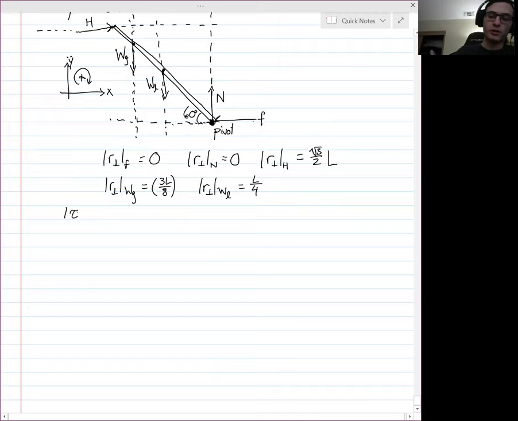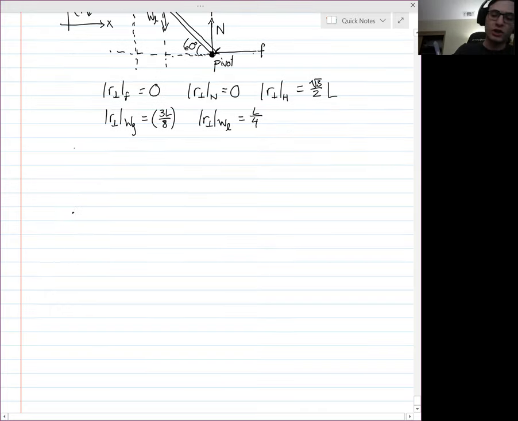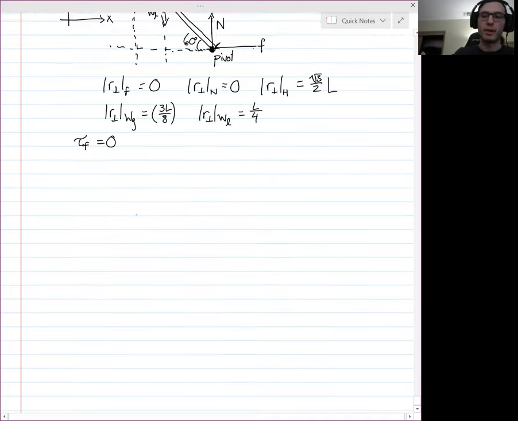So the torque for the friction force, I'm actually going to do steps 6 and 7 together. I'm going to determine the magnitude and the direction. So the torque for the friction force is 0 because the moment arm has length 0, so it doesn't matter what the magnitude of the force is.